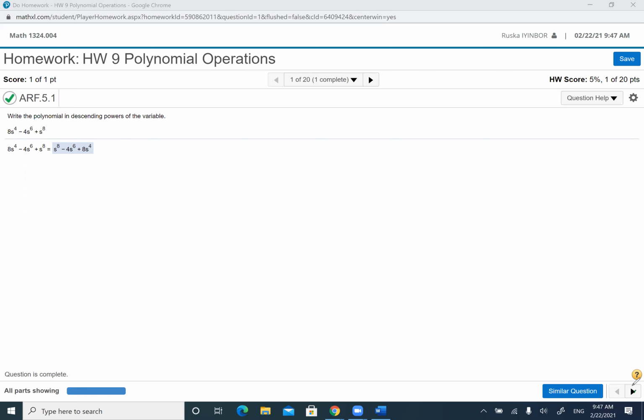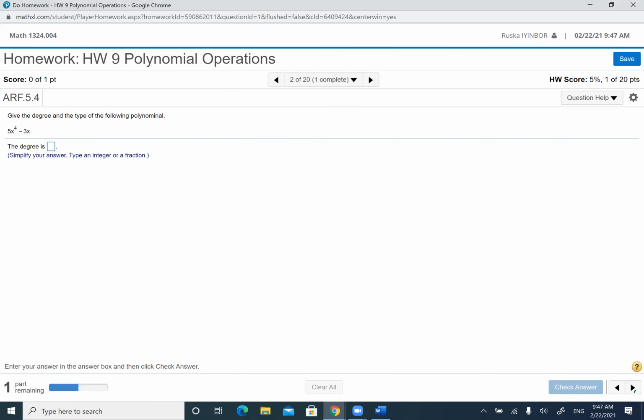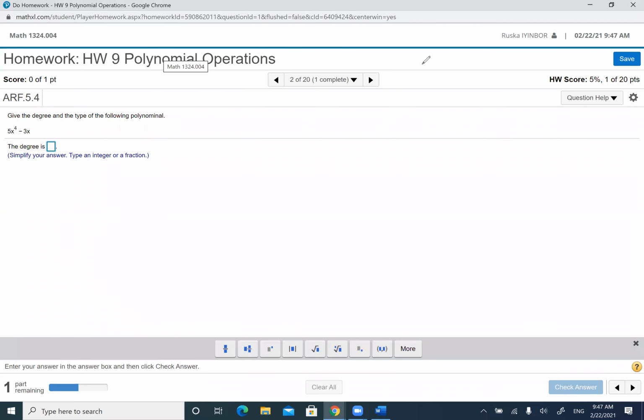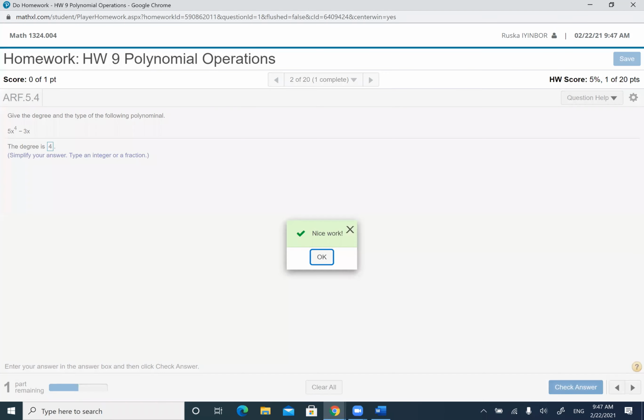Then the next one is going to be number 2. For number 2, you have to get the degree. The degree of the polynomial is the highest exponent. So the highest exponent here is 4. So the degree is going to be just the number 4. That's it.